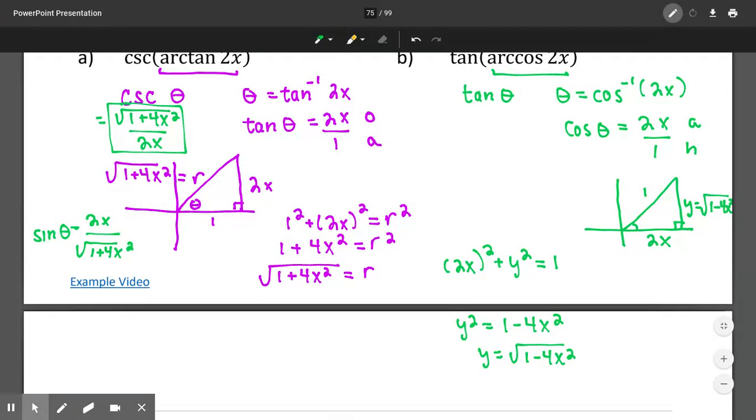Squeeze that in. Okay, and then go back to what the question's asking. Remember, we go back to here, which is why we wrote it. It's saying find the tangent of this triangle, where this is your theta. So tangent is opposite over adjacent. Your opposite side is the square root of 1 minus 4x squared. And your adjacent is 2x. So this right here is your answer.